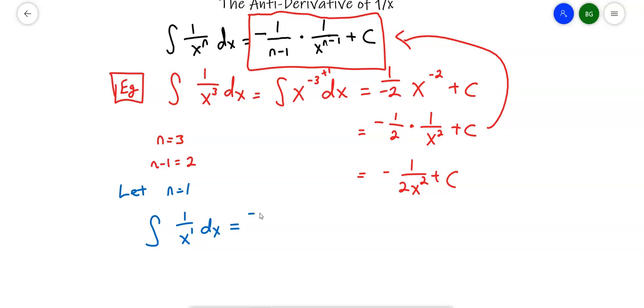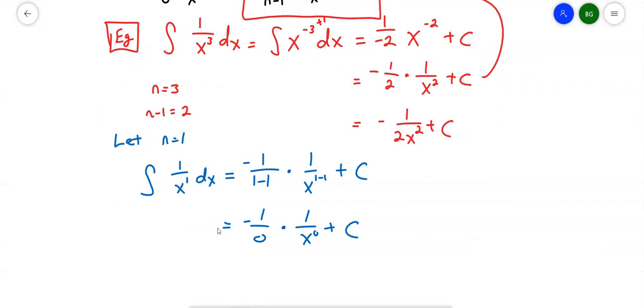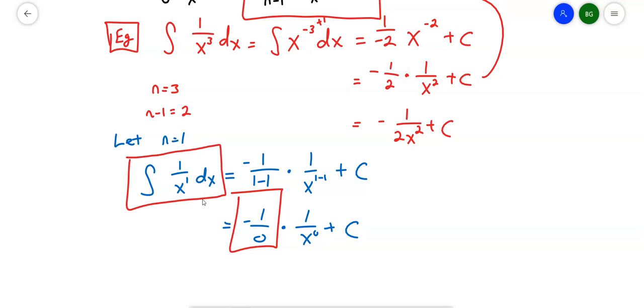That's going to be negative 1 over 1 minus 1 times 1 over x to the 1 minus 1 plus c, which is negative 1 over 0 times 1 over x to the 0 plus c. And there's our problem. That first factor is a problem, right? We can't divide by 0. And so this whole expression is going to be undefined. So this rule does not work to find this antiderivative.